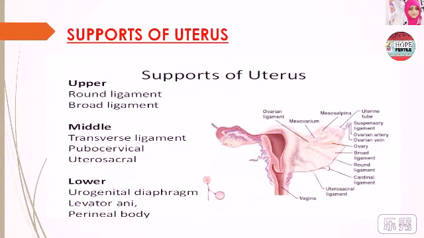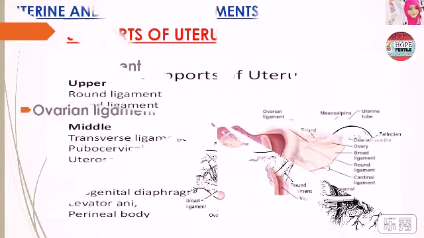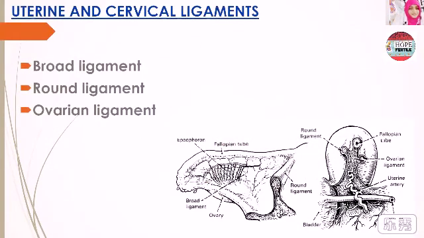So if you see the supports of uterus, upper are round ligament and broad ligament, and middle are transverse ligament, pubocervical and uterosacral ligaments. Lower are urogenital diaphragm, levator ani, and perineal body. So the uterine and cervical ligaments are broad ligament, round ligament, and ovarian ligament.